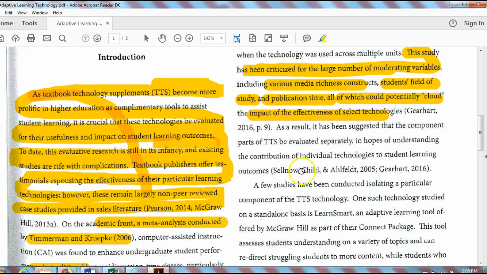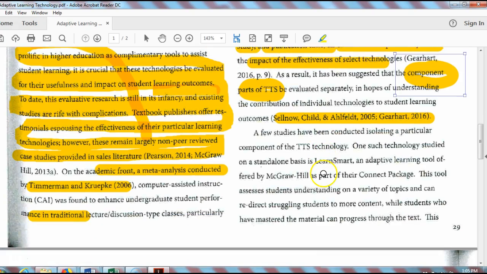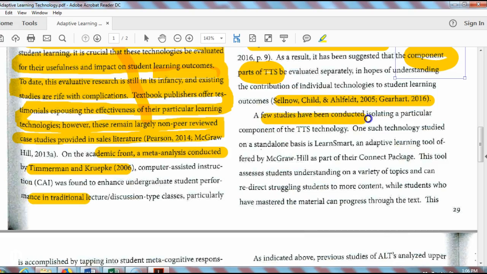As a result, there was some study that says, let's just look at these in isolation. Let's look at the component parts in isolation. And let's not look at everything together. Okay, so I stated what the problem was. I looked at a few studies initially that said, look, we can look at all these things as a whole, but that's not going to do us any good. That clouds the impact of the effectiveness. So let's move then to, there have been a few studies that isolated particular components of this technology.